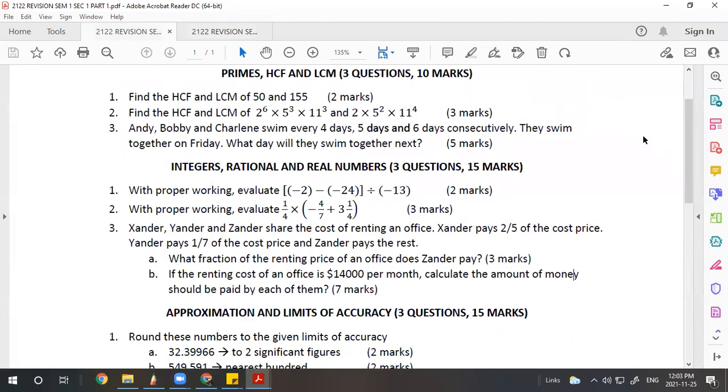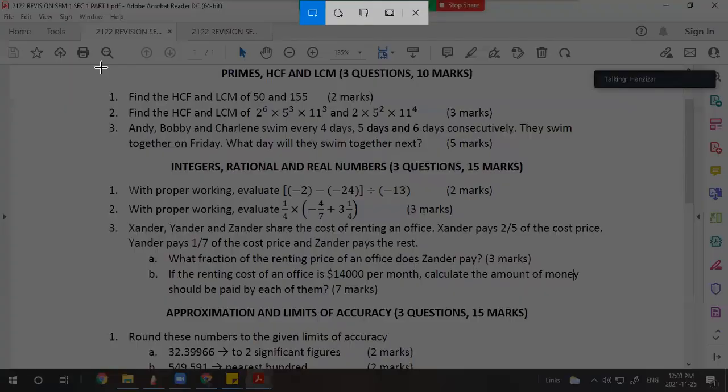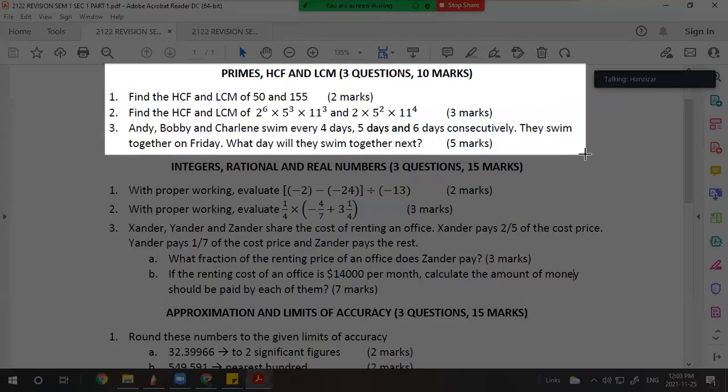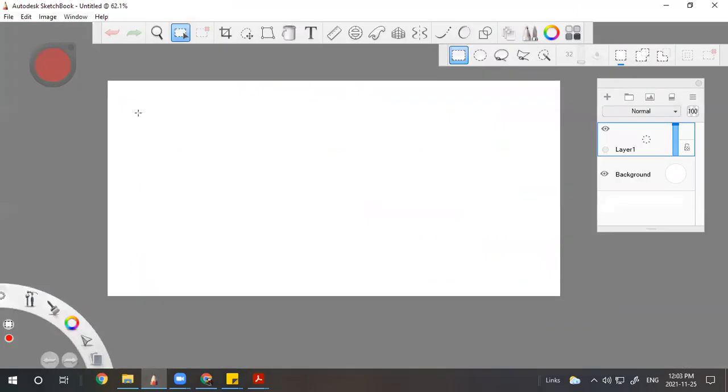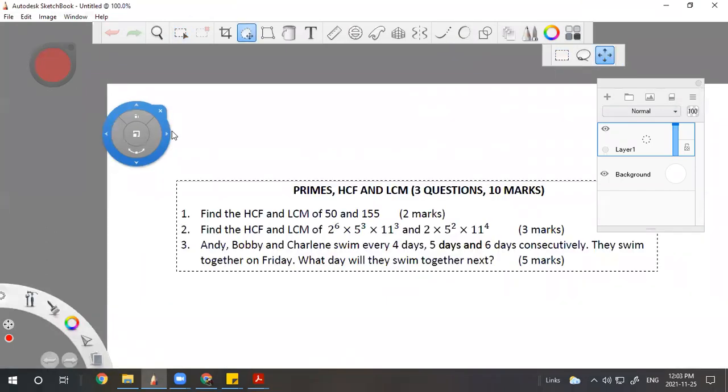So let's do primes, HCF and LCM. I already put it in a category. The category is the first numbers: primes, HCF, and LCM. Let's do this.